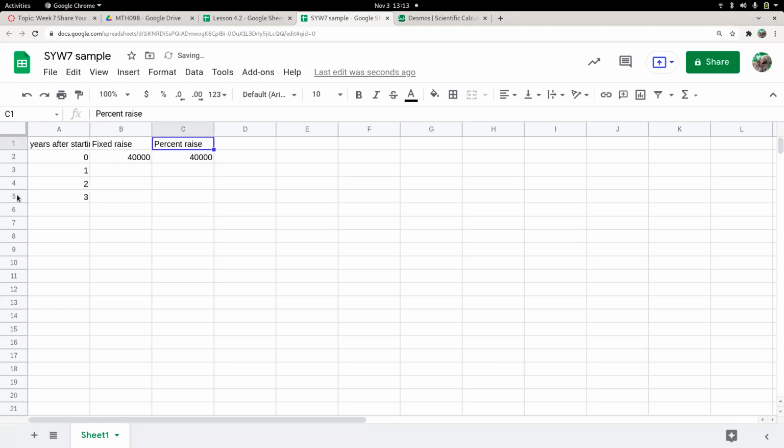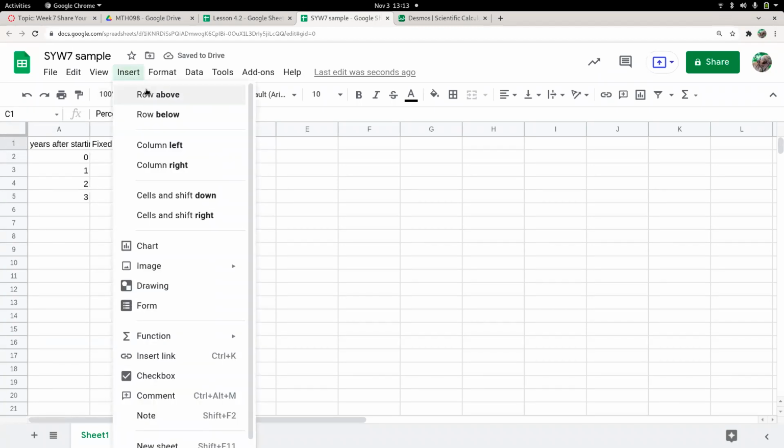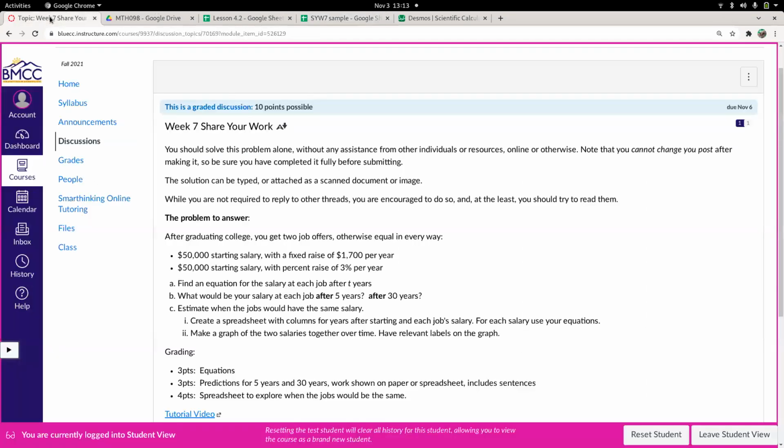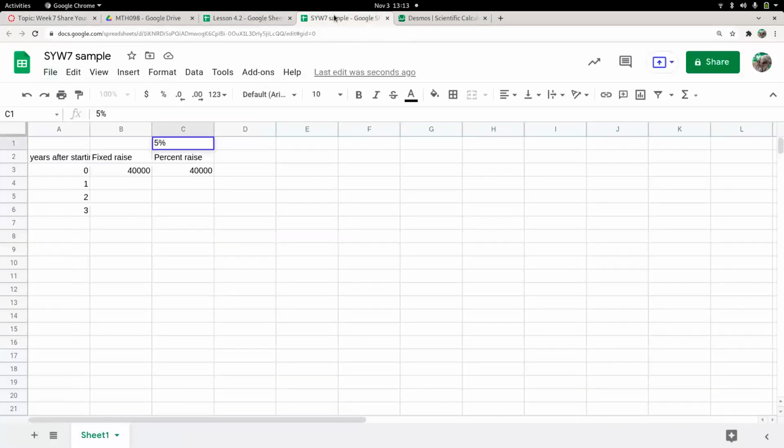And then, I'm going to insert a new thing above here. Above for the fixed raise. Let's see, I want to make it a better deal. Let's do the percent raise first. This percent raise, let's go for 5%. What was this problem here? This one was 3%. 5%. We're never going to get a 5% raise in a job.